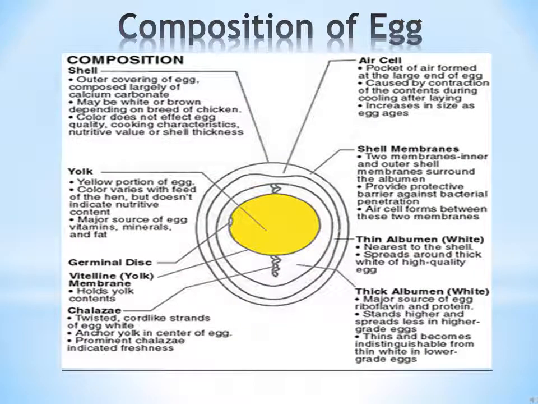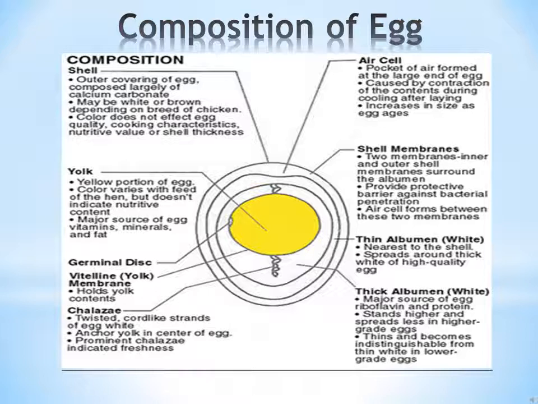Let us now see the composition of egg. 1. Shell. It is the outer hard covering of the egg and is made up of calcium, magnesium carbonate and calcium phosphate. The shell gives shape to the egg and holds the inner contents. The shell contains thousands of pores that allow CO2 and moisture to escape, as well as air to enter.